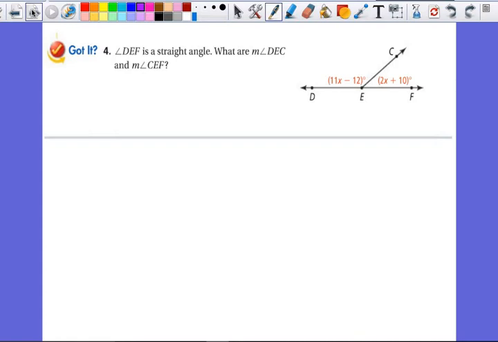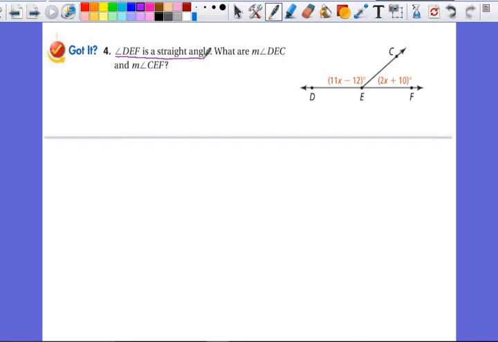All right, so hopefully you had a chance to do this problem. A lot of students get confused about this at first because they're like, oh, there's nothing that it says it adds up to equal. That's where you're wrong. Look right here. It says angle DEF is a straight angle.